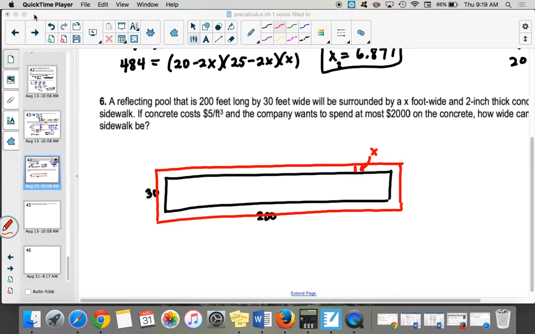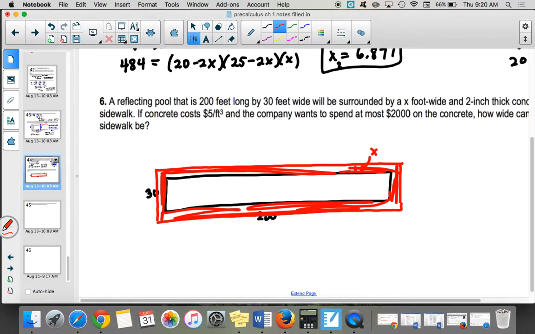Okay, so we got a lot of stuff we got to do. Basically, we got to figure out the area going all the way around, of just this part here. We want to know the area, so we're going to find the area of the big rectangle. We're going to subtract out the area of the smaller rectangle. Does this make sense? All right, and then we're going to multiply by the height.